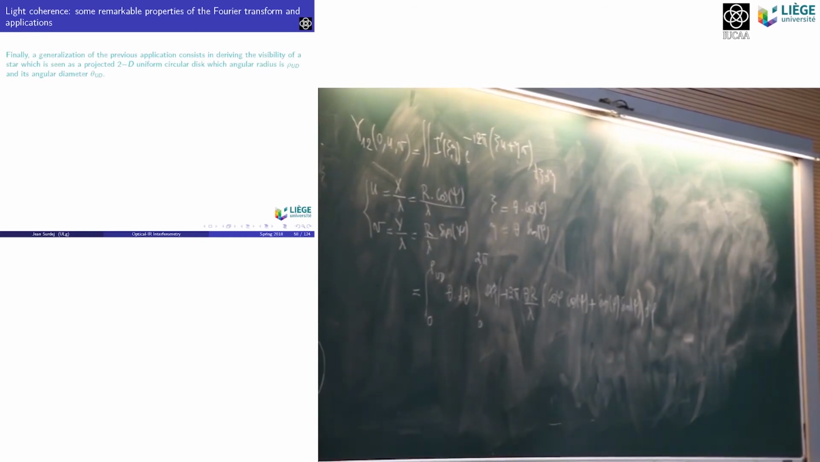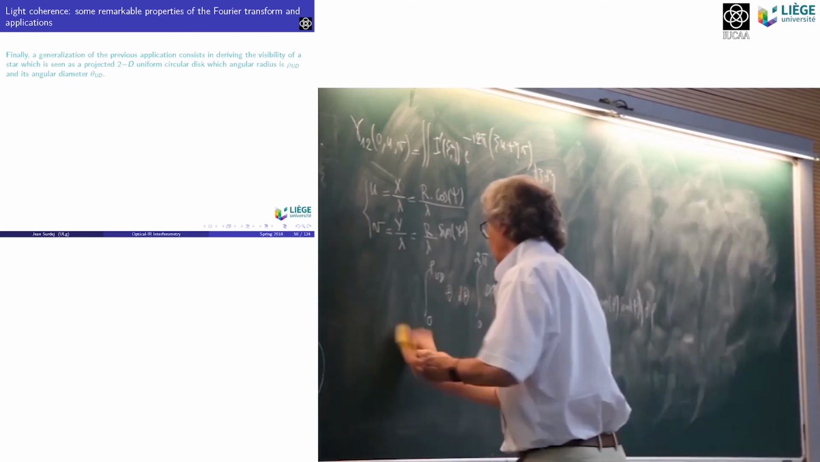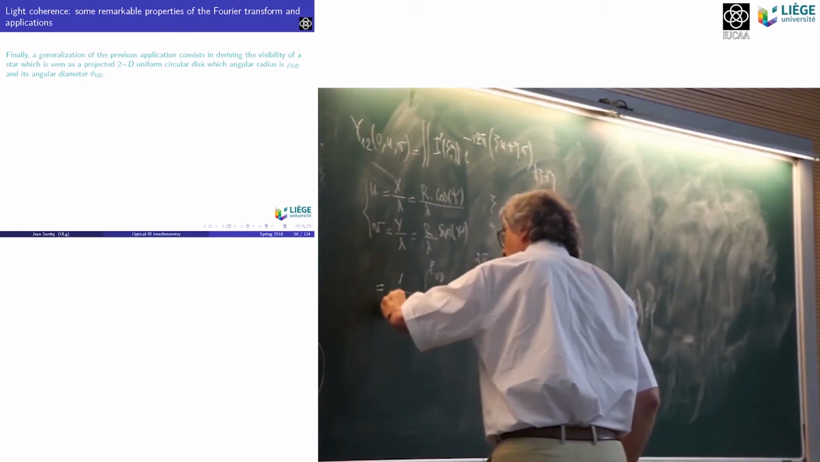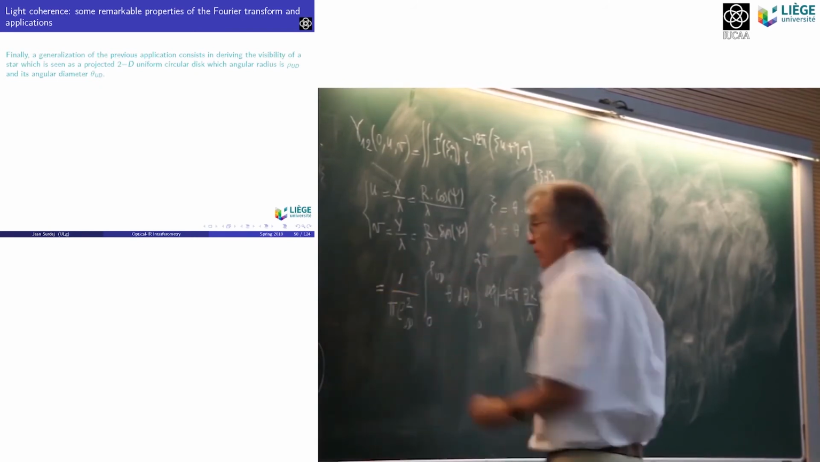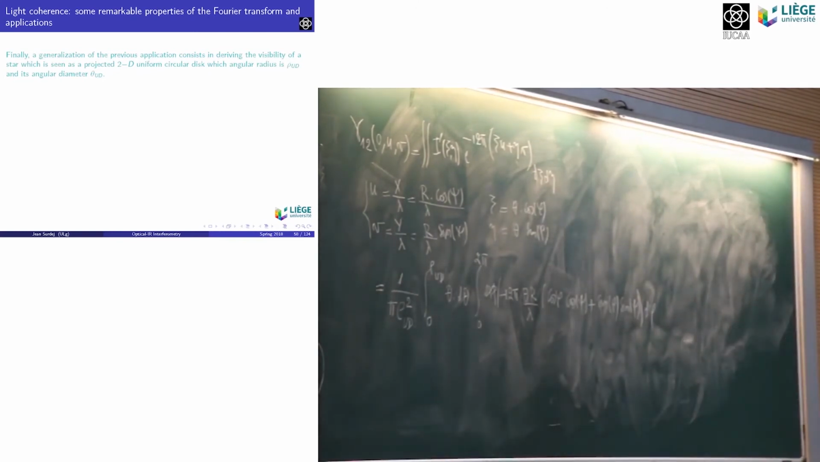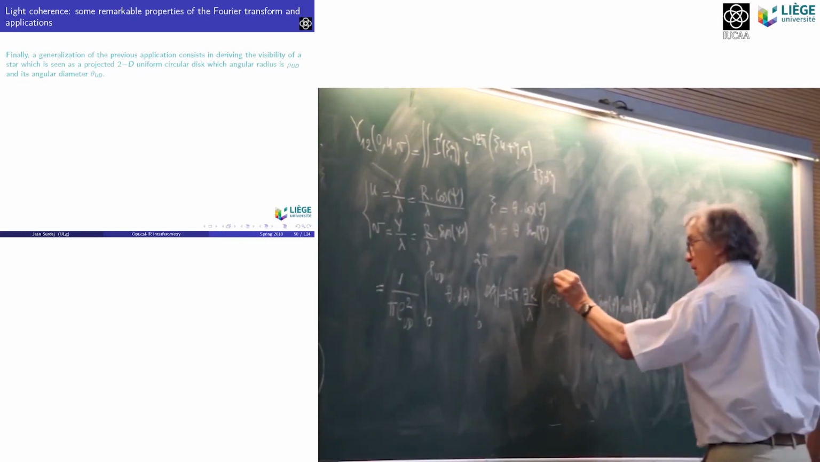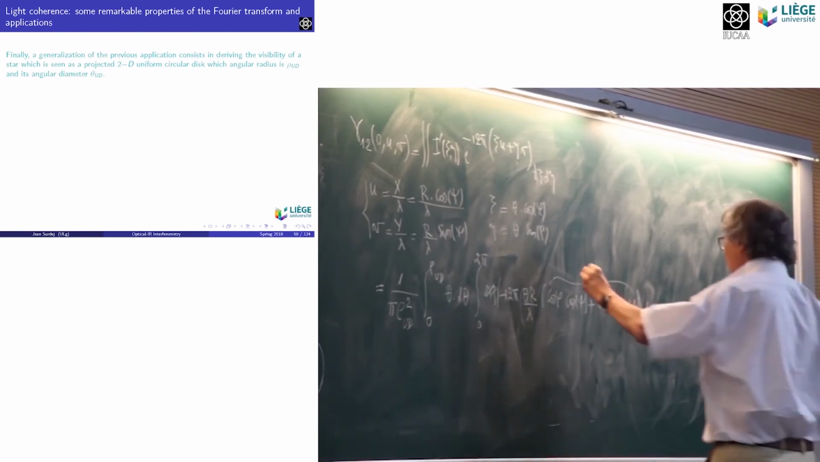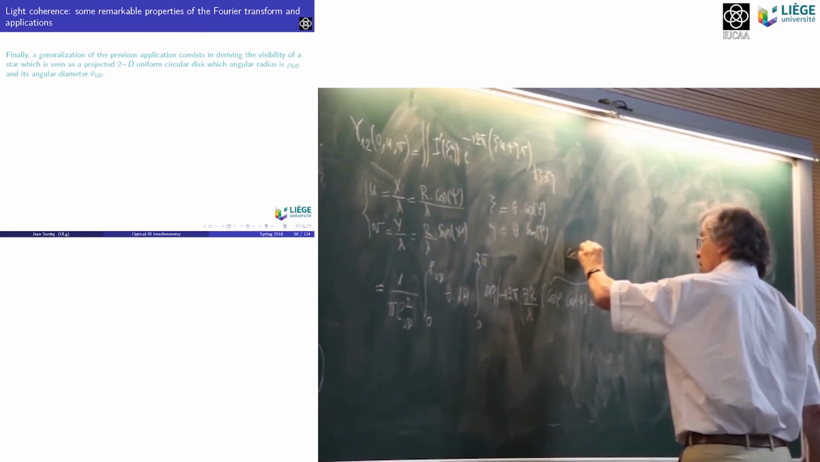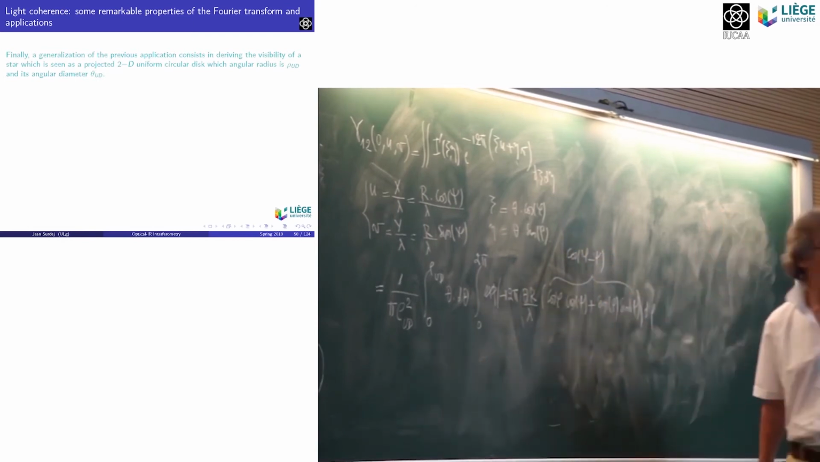Okay? But my intensity should be normalized, so I should divide by the area of the stellar disk, which should be 1 over pi times rho UD squared. Correct? Okay, now, do you remember this quantity, cos cos plus sine sine? It is cos of phi minus psi. Right?